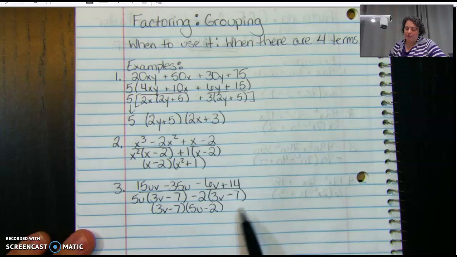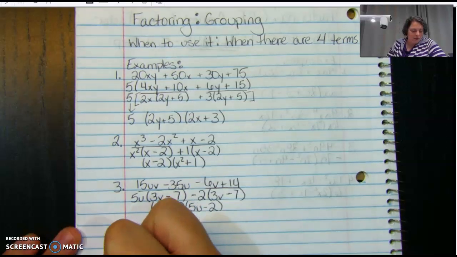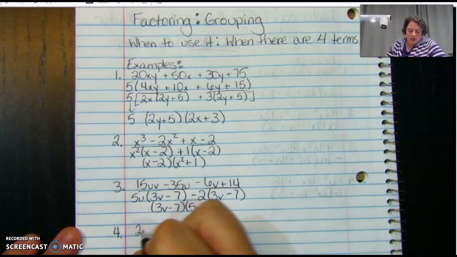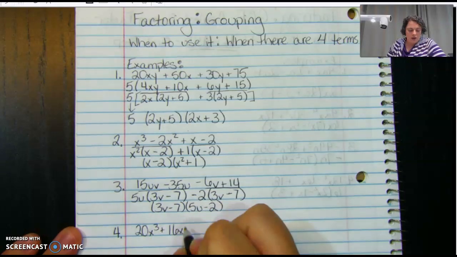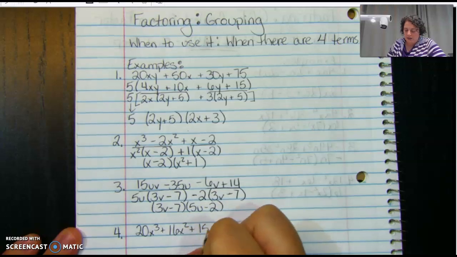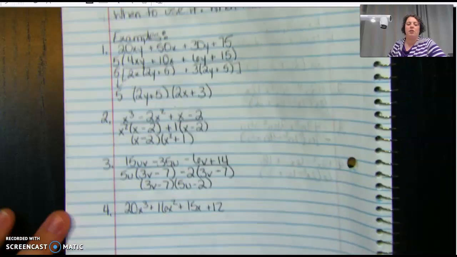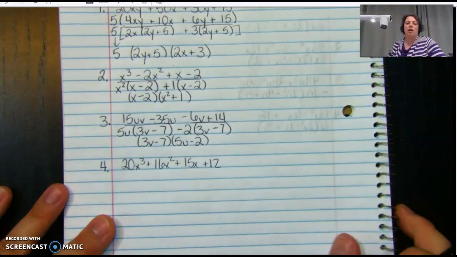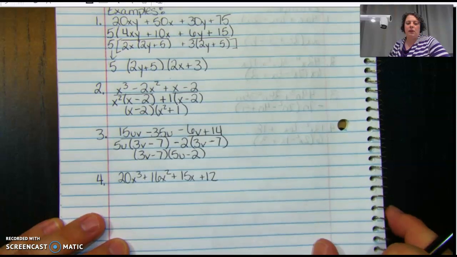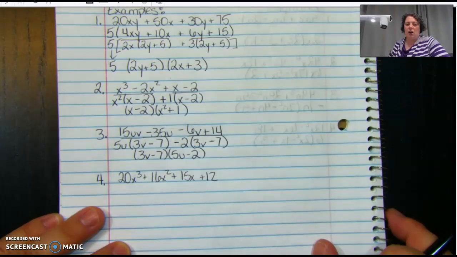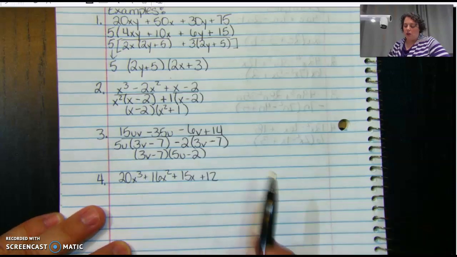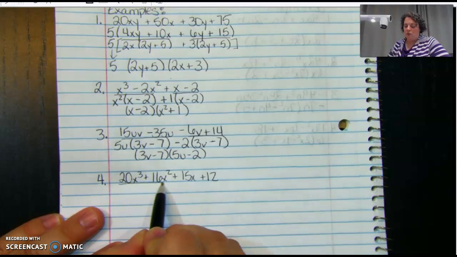Okay? All right, so example number 4, we've got 20x to the third plus 16x squared plus 15x plus 12. If you haven't tried any on your own, this is a perfect opportunity for you to pause the video. Try this one on your own. First things first, do they all have anything in common? And again, the answer looks like no. So we're going to do them two at a time, grouping.